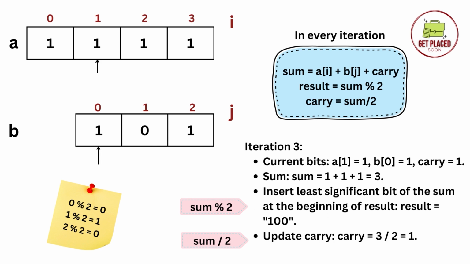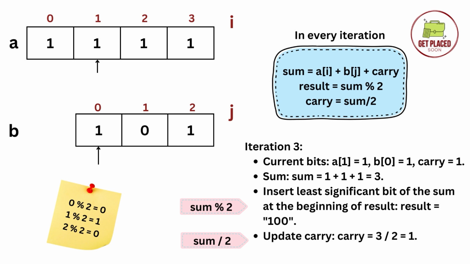Moving to the next iteration, you can see the arrows in the A and B strings. The current index value for A is 1, index value for B is 0. So the values are 1 and 1 respectively, and you got carry equal to 1 in the previous iteration, so carry is equal to 1. Now the first step in iteration 3 is calculating sum. 1 plus 1 plus 1 is equal to 3.